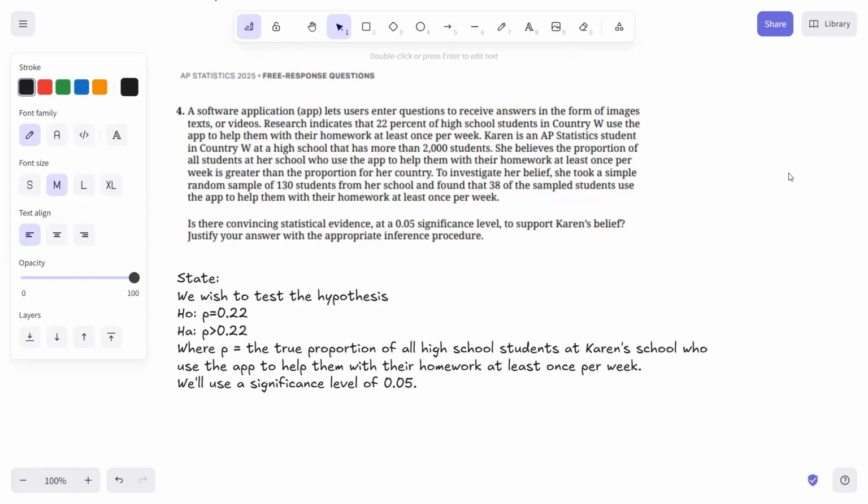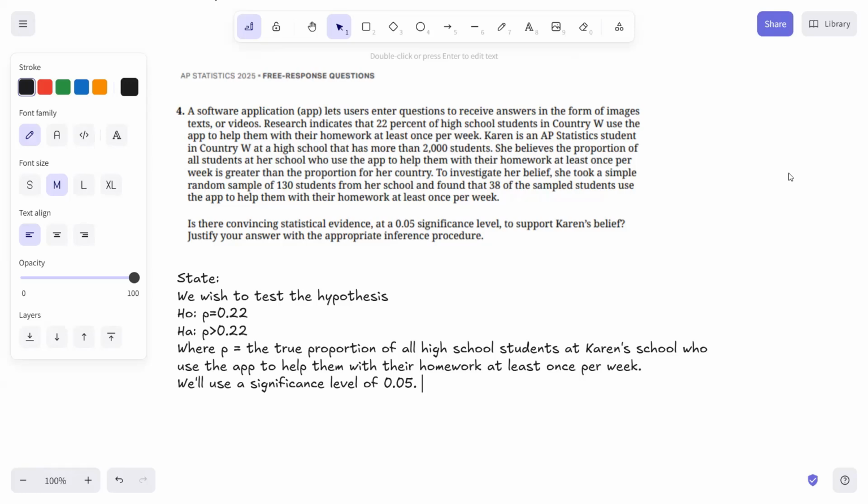State, we wish to test the null hypothesis p equals 0.22 with the alternative p greater than 0.22. So remember, based on the context, this is a one-sided test where p equals the true proportion of all high school students at Karen's school who use the app to help them with their homework at least once per week. We defined our parameter in the full context, and we also stated the significance level.